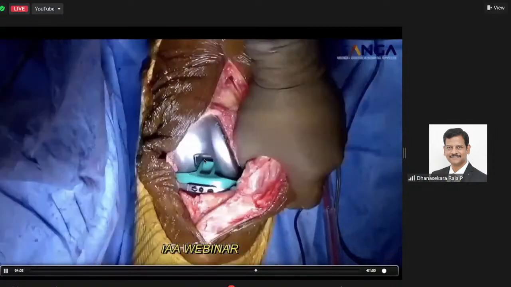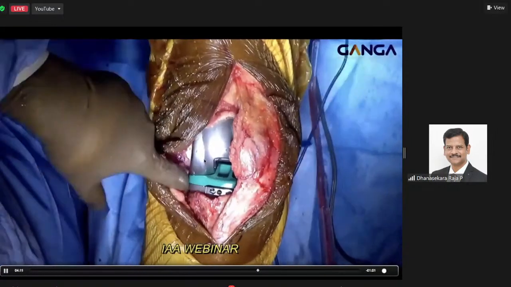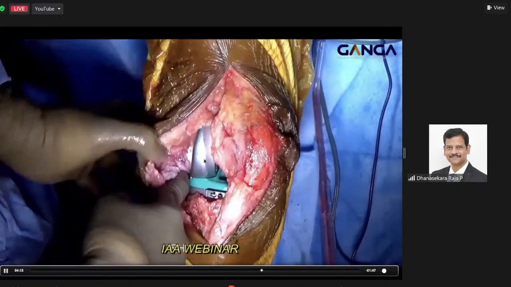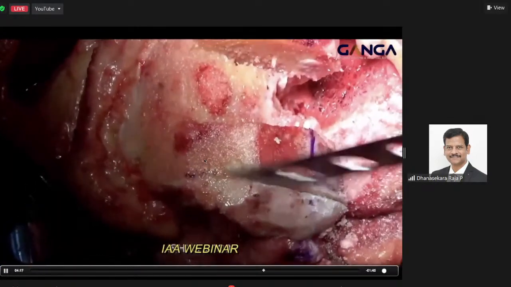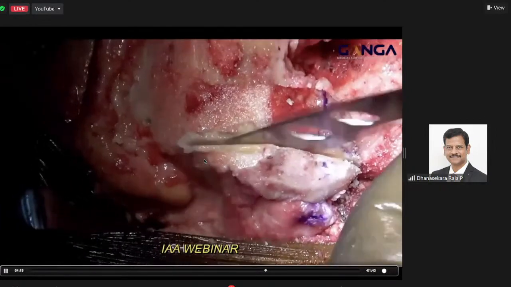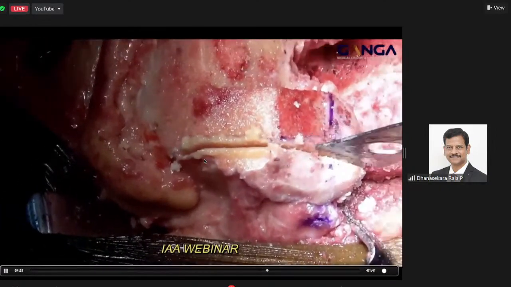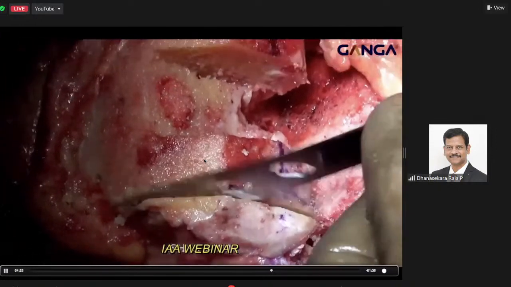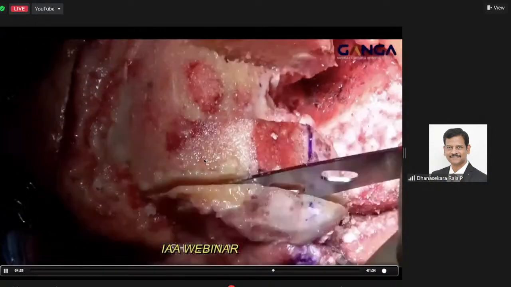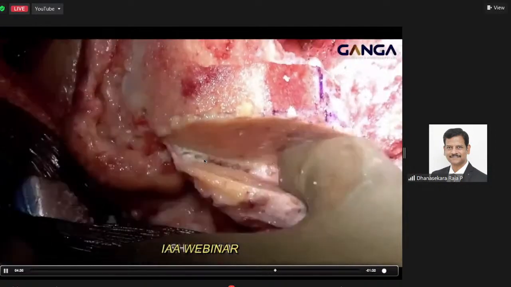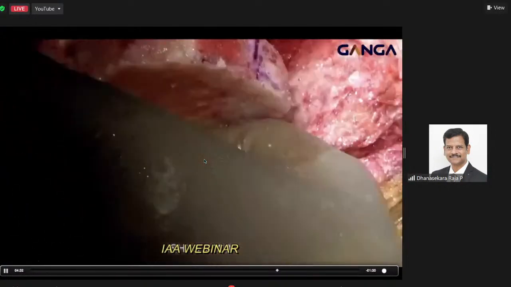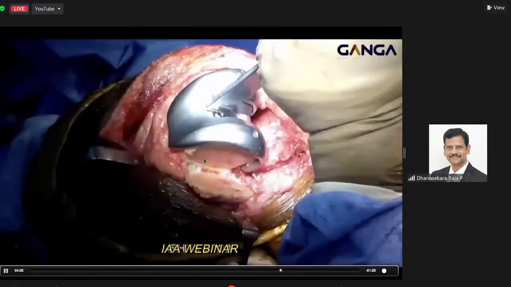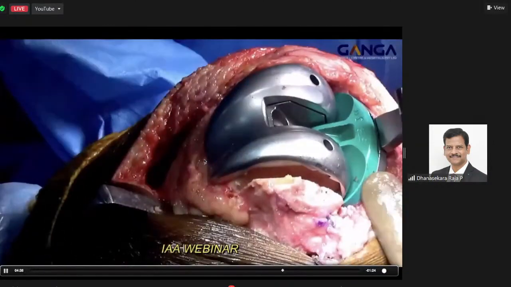At this stage, we have released the IT band laterally and the posterolateral capsule completely. So the only tight structure is the lateral collateral ligament. If you cannot lengthen the lateral collateral ligament, I'm opting for a lateral epicondylar osteotomy. The distal part of the bone, which is beyond the attachment of the lateral collateral, will be removed and the fragment will be slid down. That will lengthen the lateral collateral ligament with the popliteus attachment. We can also posteriorize if the flexion is tight.